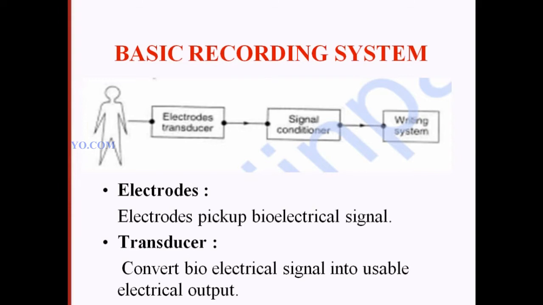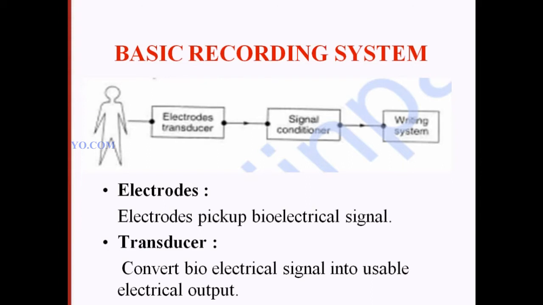The basic recording system has the following important parts. First one, the electrodes. Electrodes pick up the biological signal from the human body. Already we have studied the different types of electrode. For most ECG measurements we use surface electrodes. The foam bed electrode is very low cost, and we can use it and throw it away, one time use.